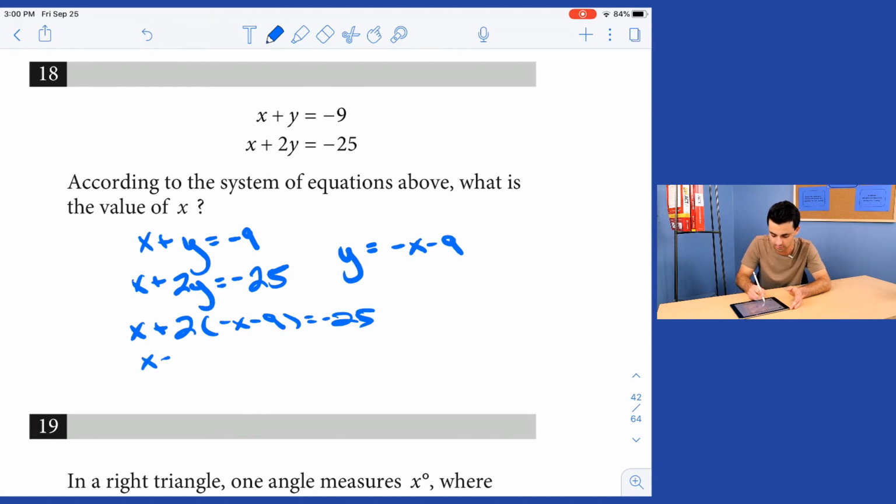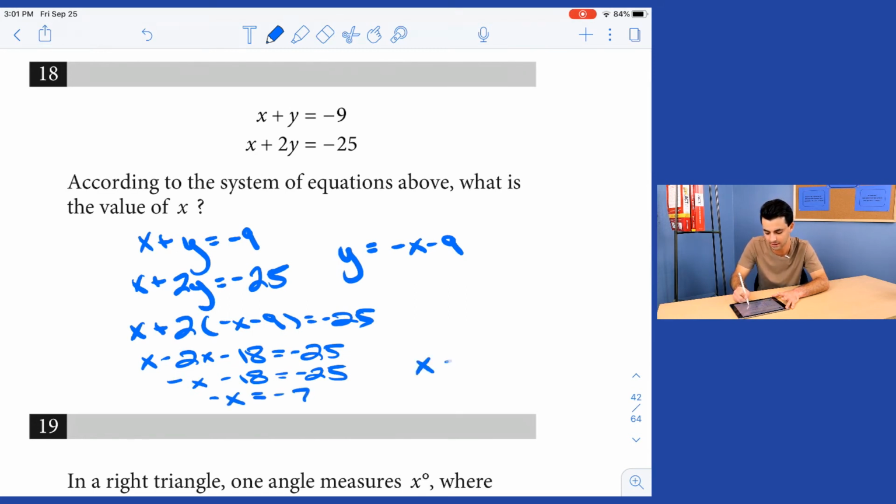And now we're just going to go ahead and solve for x. We get x minus 2x minus 18 equals -25. And now we can go ahead and combine our like terms, and we get -x minus 18 equals -25. Isolating for x, we get -x equals -7. Therefore, x equals 7. And that's our final answer.